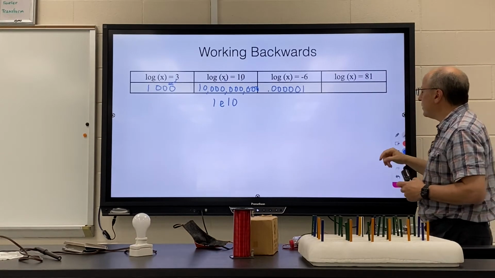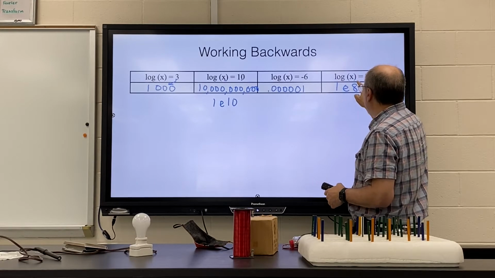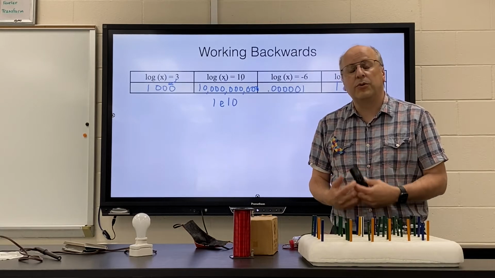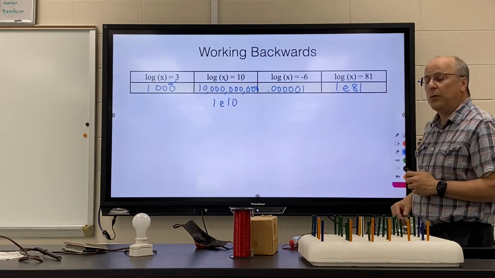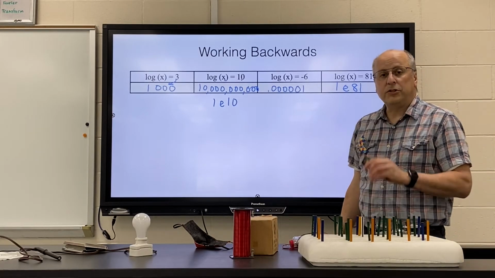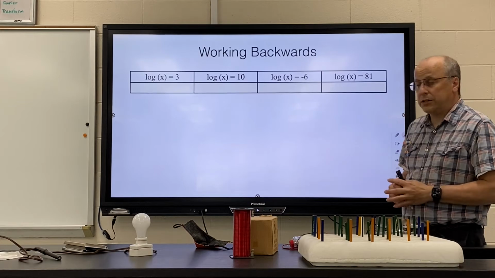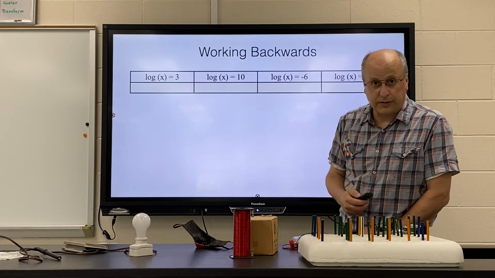Working backwards for this one, you don't want to try and write out all those zeros. You definitely want to write it out using your E notation or your scientific notation, and that would be 1E81. All right, so working backwards should be no harder than working forwards. This number is just telling you the number of zeros.